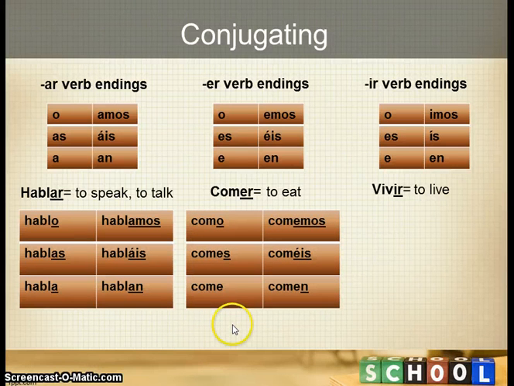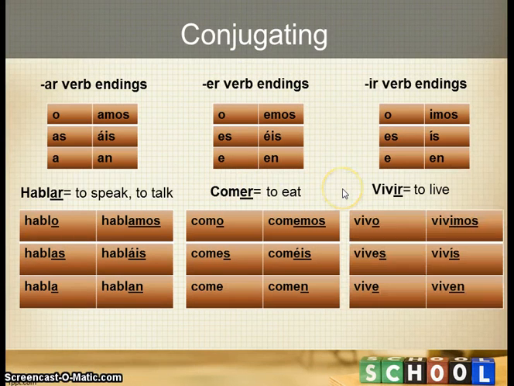The same thing with comer, to eat. You could take off that ER ending, put COM, which becomes our stem, in each of the six boxes, and then make sure that you put the ER verb endings on the end to tell us who is actually doing the eating. And then again, the same thing with vivir. So lots of repetition, lots of doing the same thing. Knowing what the stem is, knowing what the verb endings are, and then attaching them together.